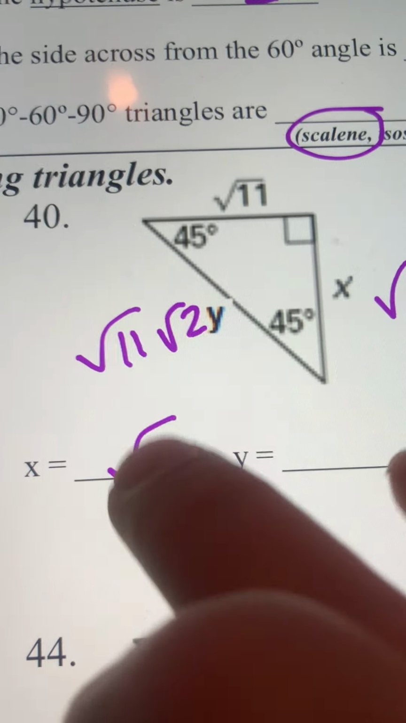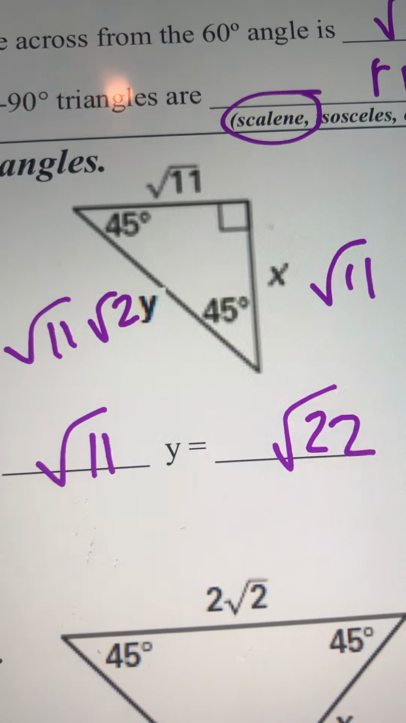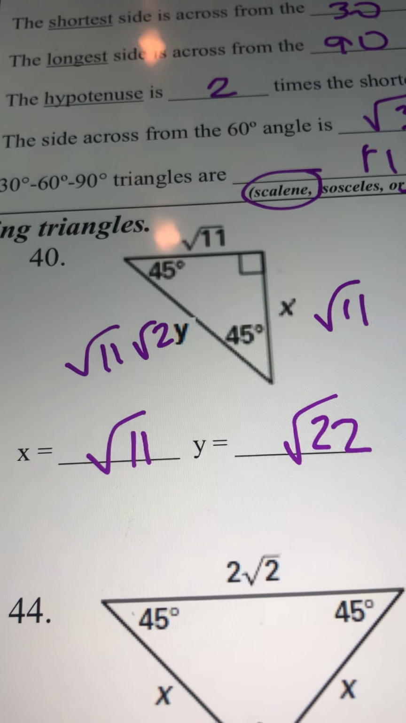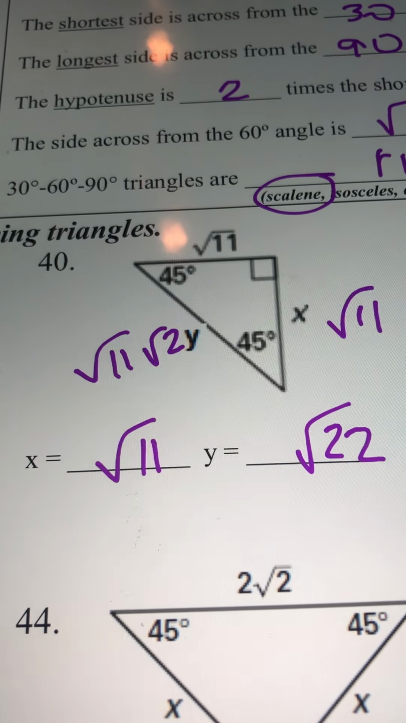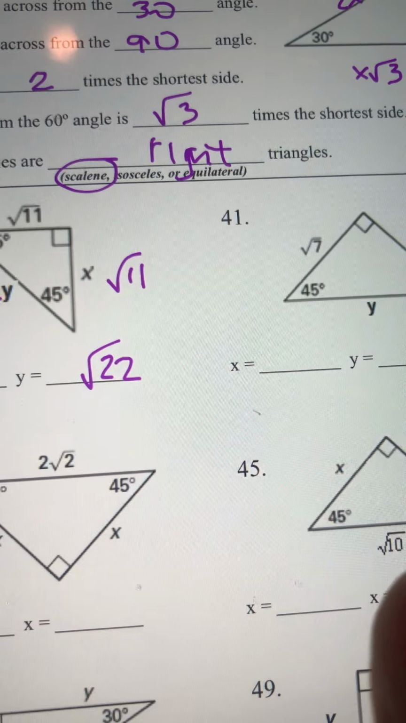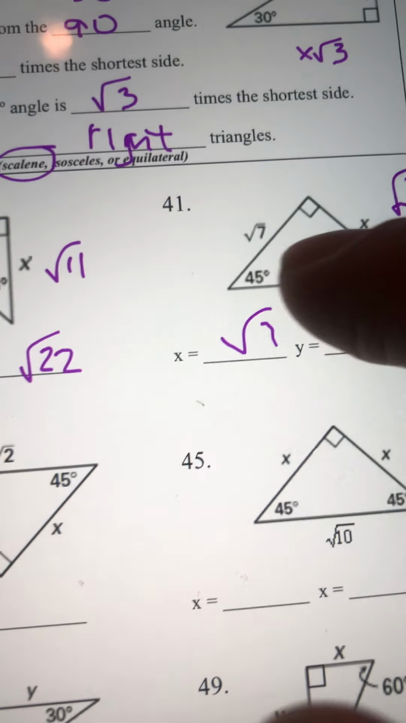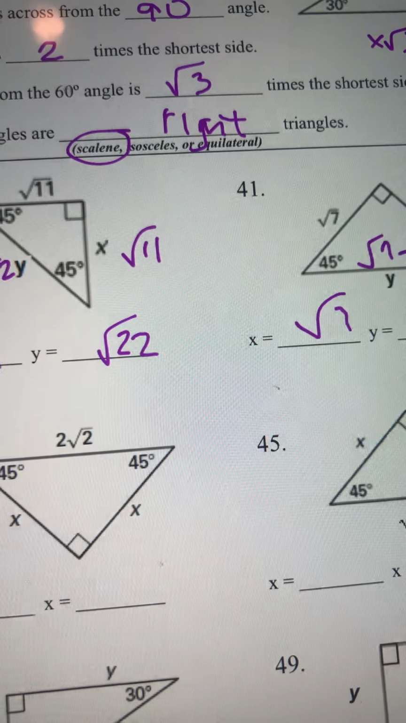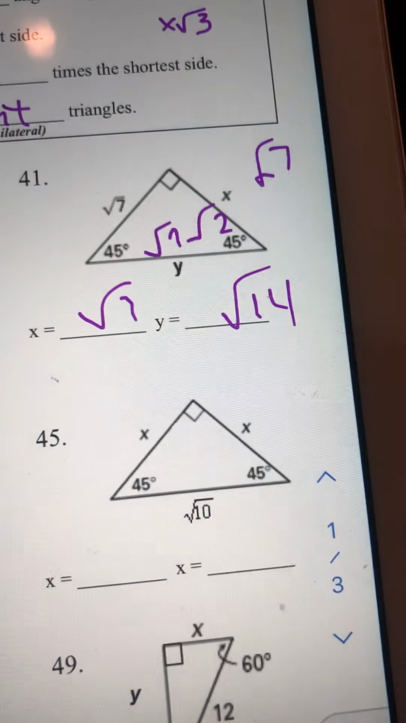You might recognize these are some of the same questions we had on our other worksheet. Root 11, those two sides are equal. Root 11 root 2 just simplifies to root 22. Similarly with number 41 here, it's root 7 for the x, and then root 7 root 2, or root 14, for the y.